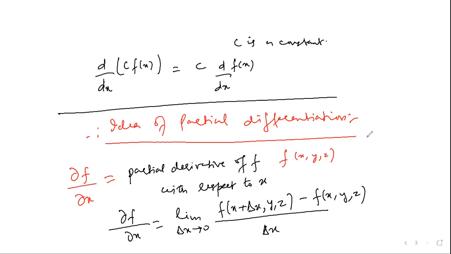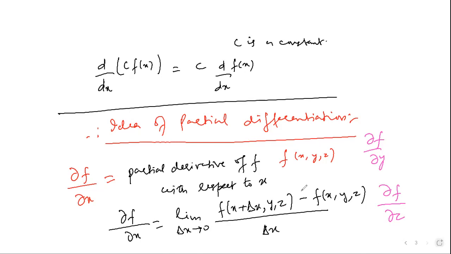Likewise, what is dou f by dou y? That is partial derivative of the function with respect to y. So I have to treat x and z as constants. Similarly, I can write partial derivative of the function with respect to z. There, I have to give increment to z variable and limit will be on that, right? So here x and y are treated as constants.